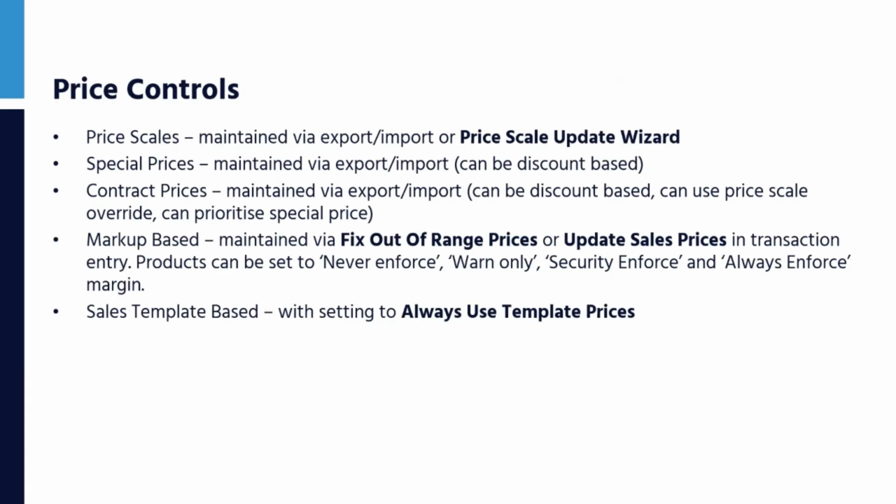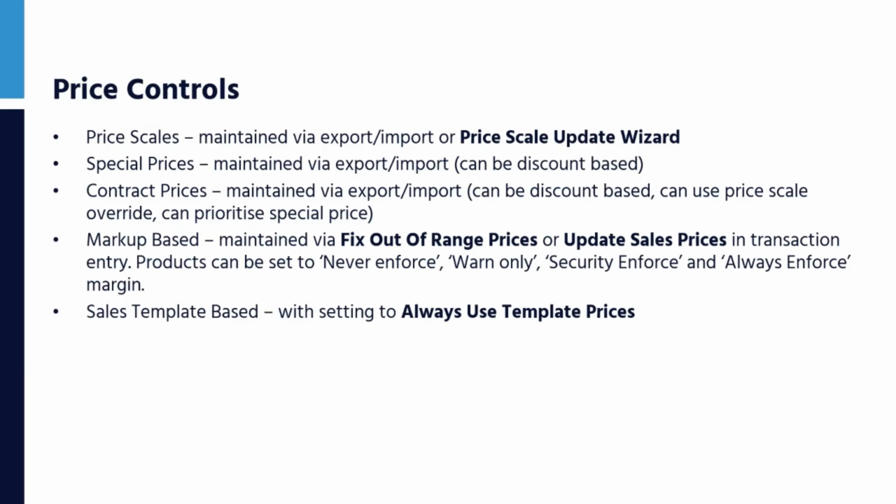And in terms of price controls, you do have quite a lot at your disposal. So you've got the price scales, they can be maintained via export import. You also have the price scale update wizard. That gives you some flexibility there. If you're wanting to do things like rounding high value items to the nearest $5 or $10, then you're probably going to want to export, make your changes in Excel using the functions within Excel to get you the rounding that you so wish, and then import those prices back.